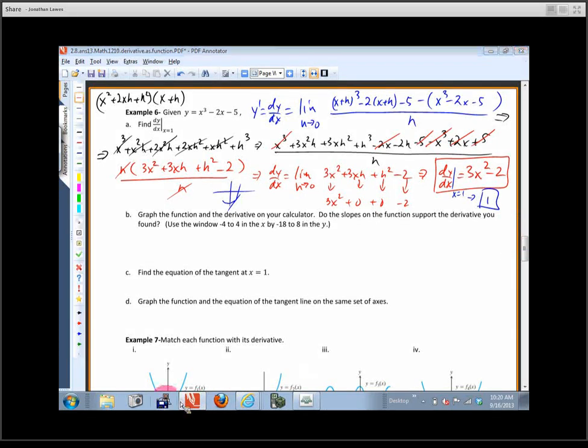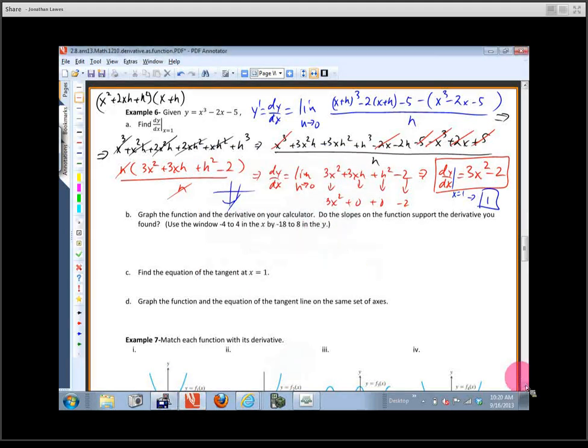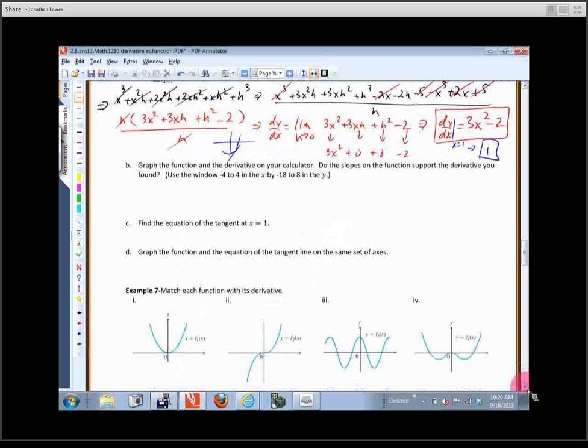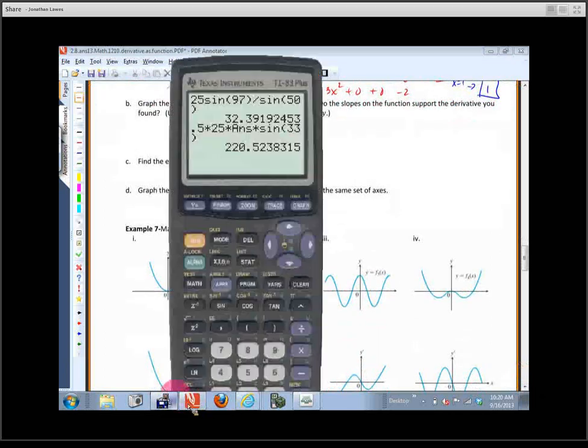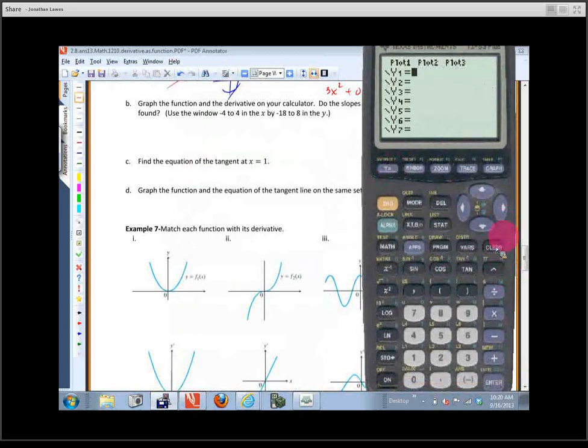Okay, if you've got your calculator, grab your calculator. If you don't, you can just watch, because here's what we're going to do. We're going to graph this function in a specific window. So I'm going to type that function in here. It was x cubed, right? And then minus 2x, and then minus 5. And it says graph that in the window -4 to +4 and -18 to 8. So I did this ahead of time just so we could have a decent window to graph this in. We wouldn't have to search around for it.